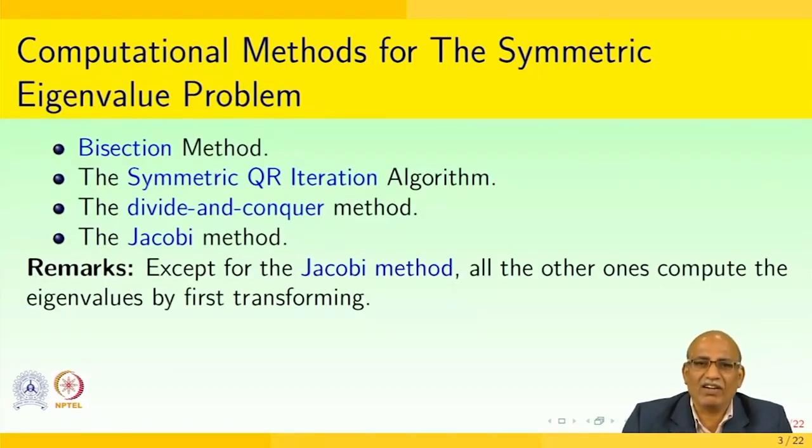Before going to the singular value decomposition, let's make a background of how the symmetric eigenvalue problem could be posed. In order to find a computational method for the symmetric eigenvalues, we have the bisection method, the symmetric QR iteration algorithm, the divide and conquer method, and the Jacobi method. Except for the Jacobi method, all the other ones compute the eigenvalues by transforming into a different form. When you transform into a different form, obviously it is expected that your computation could reduce. So therefore, we could appreciate the transformation.